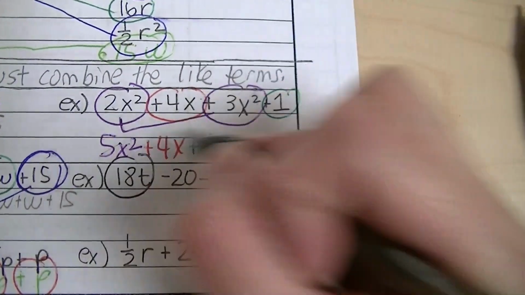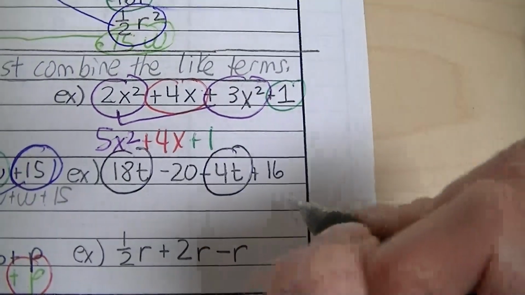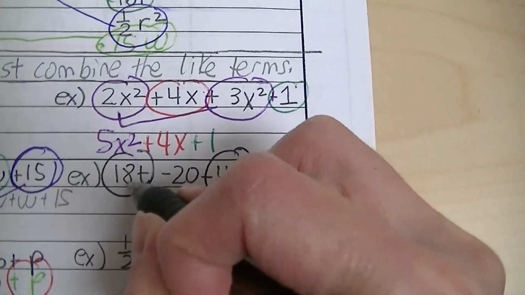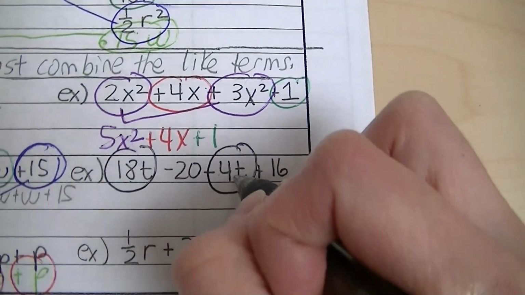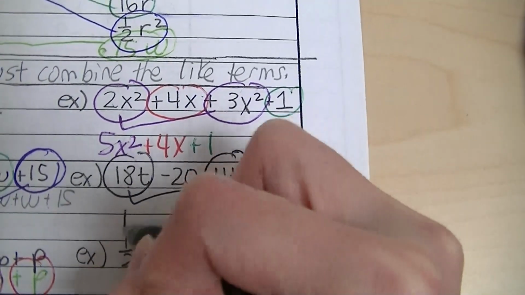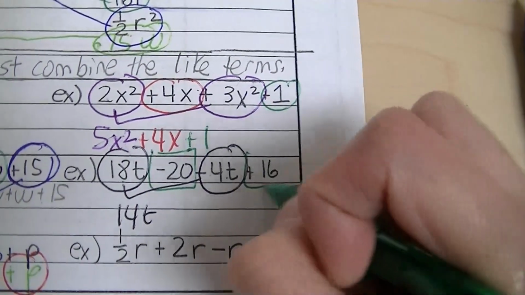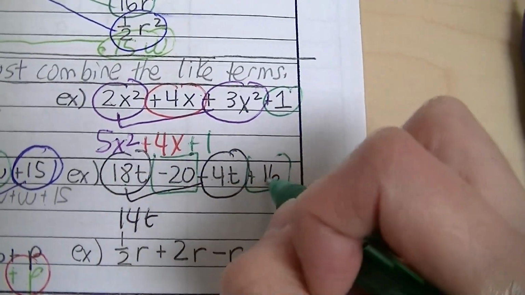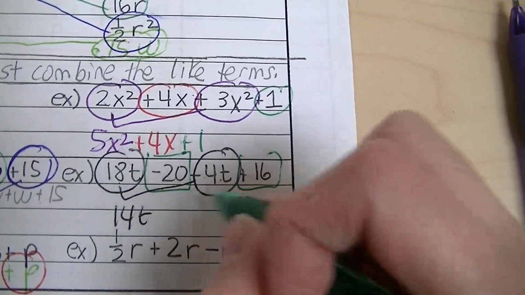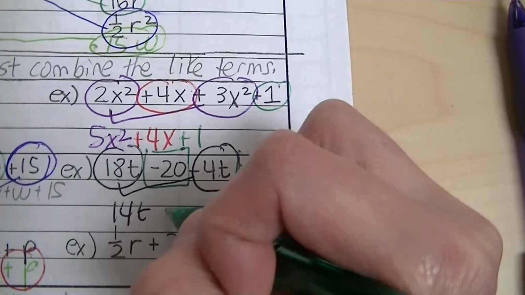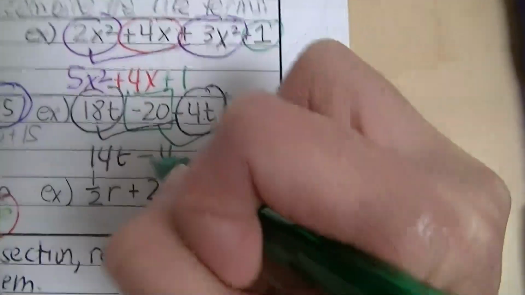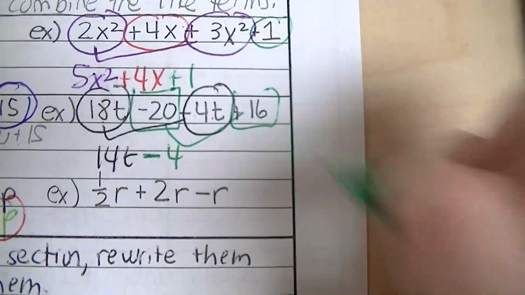Okay, 8t and then a minus 4t. Don't forget to circle the symbol in front of it. 8t minus 4t is 4t. And then that minus 20 and the plus 16. Negative 20 plus 16. So think of it, underwater 20, go up 16, you're still underwater, and you're at negative 4. So put the symbol in front of it, okay?